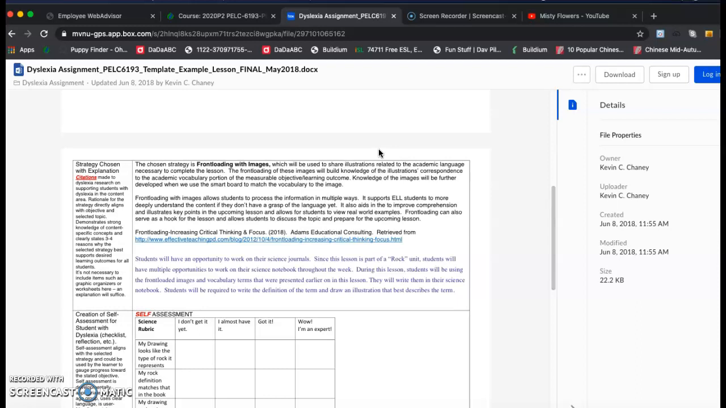Front-loading with images allows students to process the information in multiple ways. It supports ELL students to more deeply understand the content if they don't have a grasp of the language yet. It also aids to improve comprehension and illustrate key points in the upcoming lesson and allow students to view real-world examples. Front-loading can also serve as a hook for the lesson and allow students to discuss the topic and prepare for the upcoming lesson. So there's 3 reasons that support the rationale of using front-loading with images.